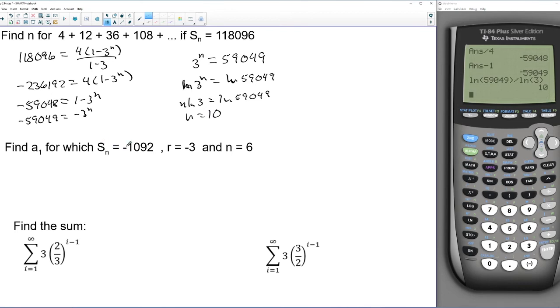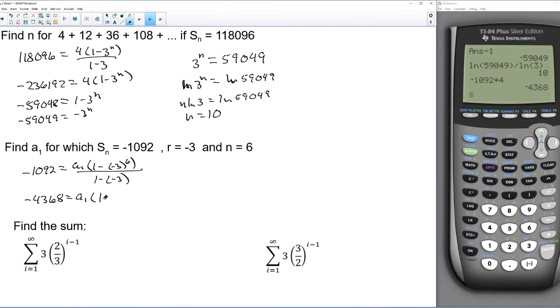Find a sub 1 for which S sub n is -1,092, r is -3, and n is 6. Oh, we're finding a sub 1. Well, we know the sum is -1,092. We have a sub 1 times 1 minus r to the n, which is 6, over 1 minus r. Let's take -1,092. We're going to multiply by 4, because 1 minus -3 is 4. So -4,368 is equal to a sub 1 times 1. Well, let's get this value here. Let's get this value too.